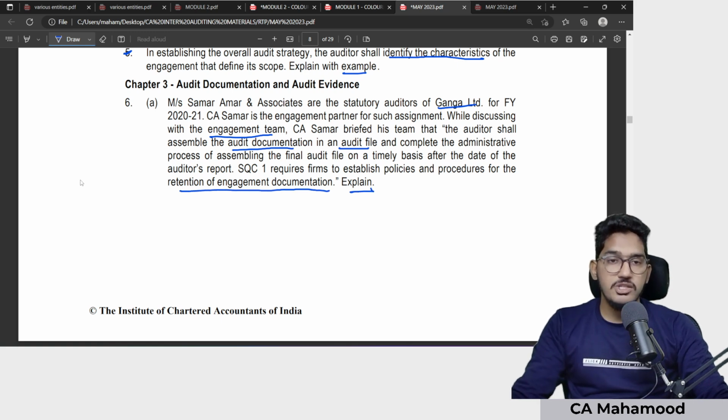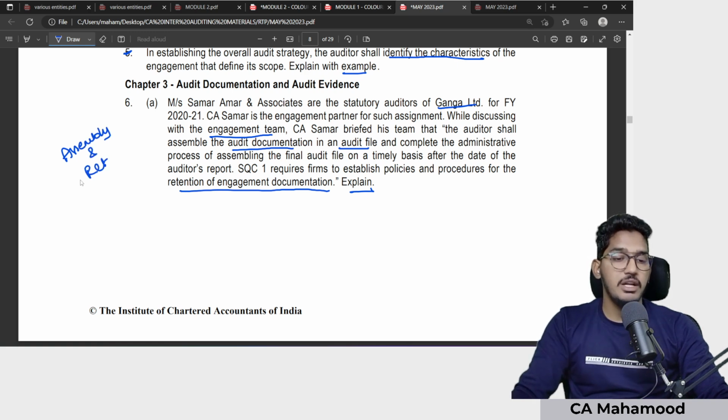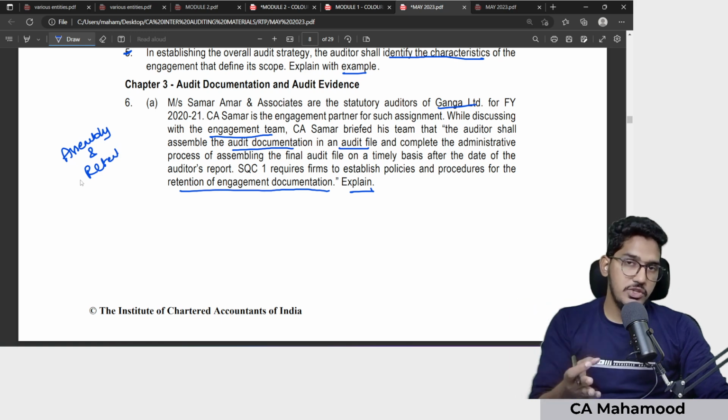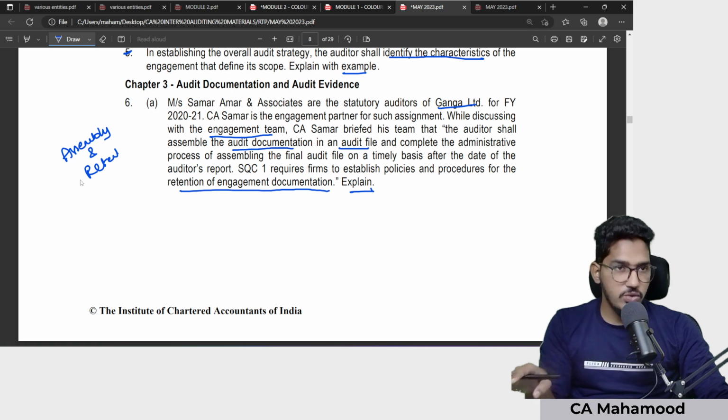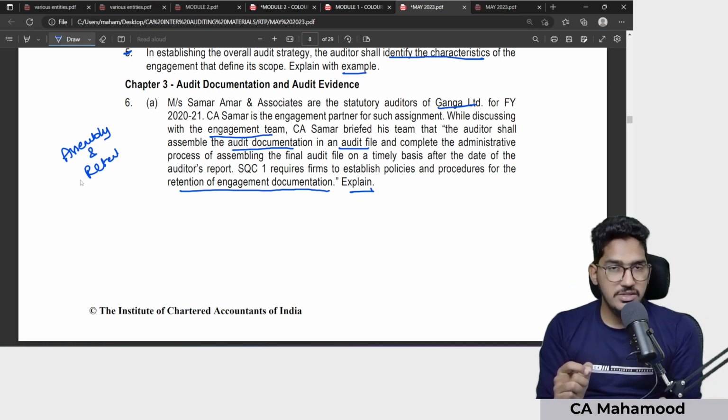Explain. What is this question talking about, guys? This question is asking you to write about assembly of final audit file and also retention of final audit file. As we know, as per SQC1, within 60 days you have to complete the assembly process. That does not involve any new audit procedures. It involves only administrative work.